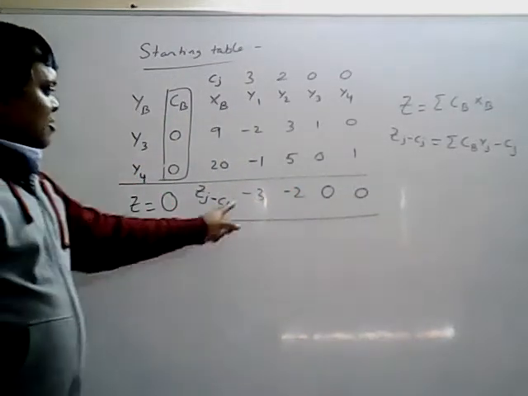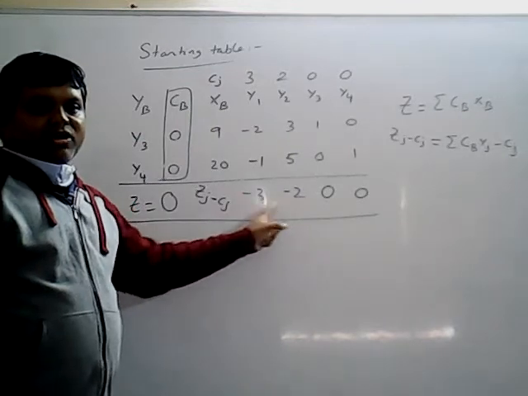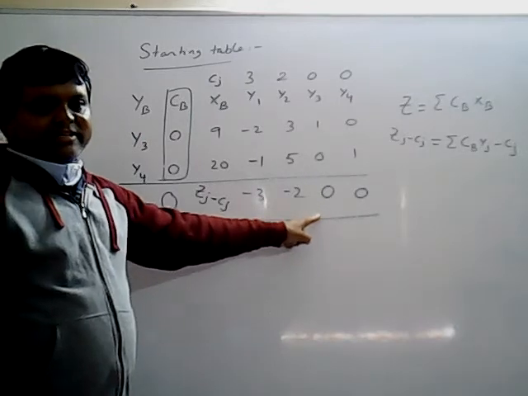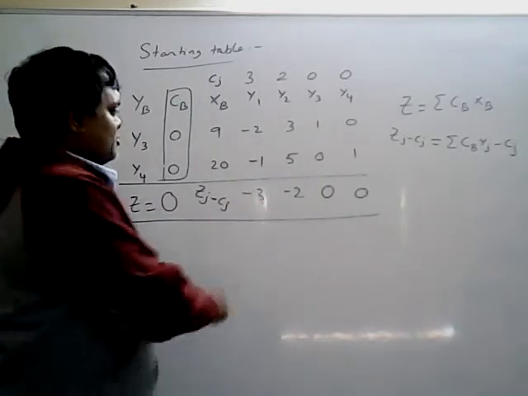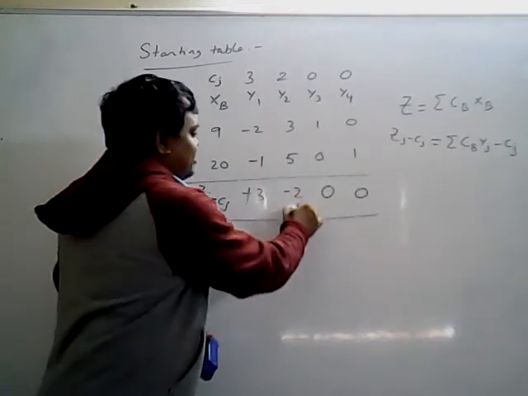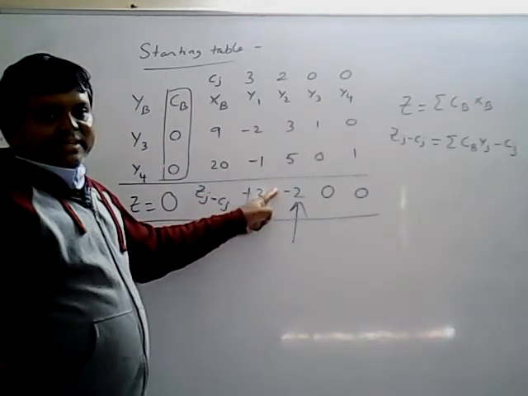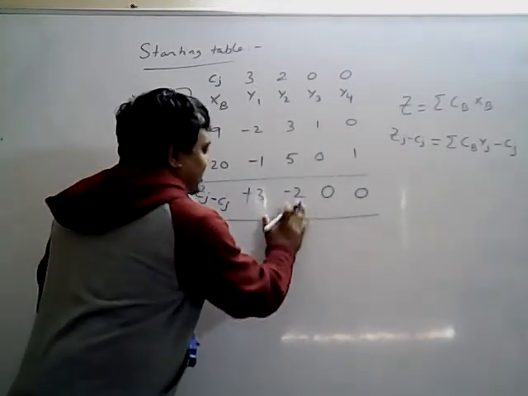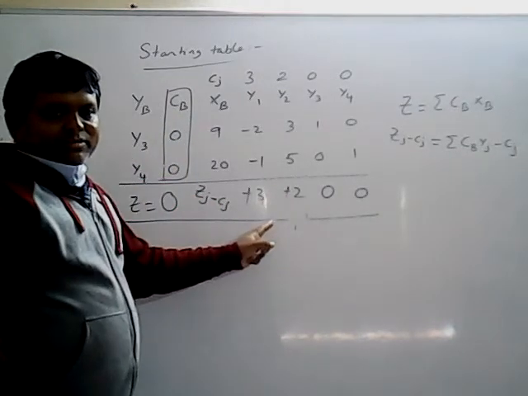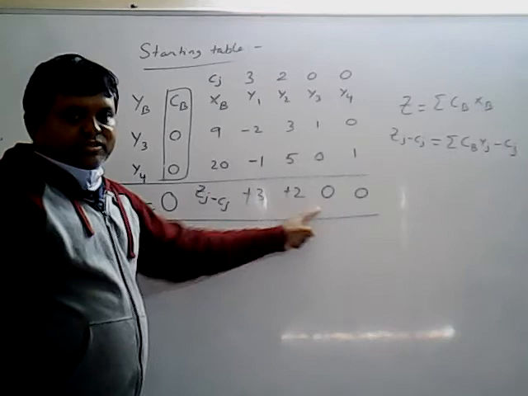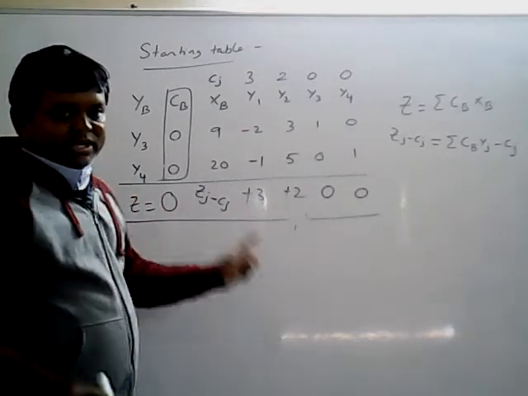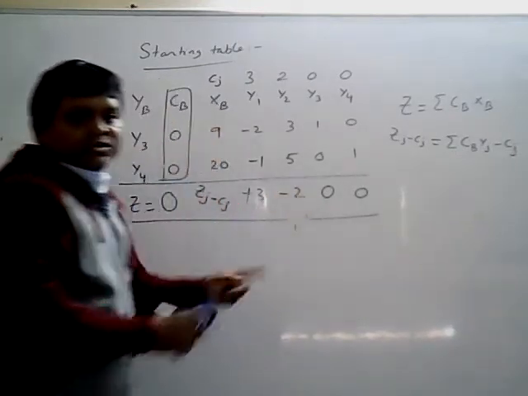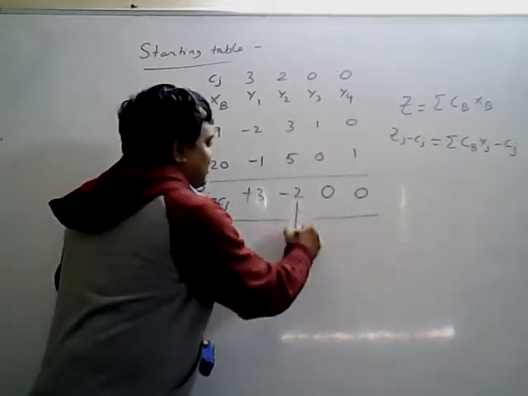If you get all positives, the solution is completed. If all Zj minus Cj are greater than or equal to 0, the solution is completed. Listen carefully. After completing the table, you have to check these conditions. If all are positive, 0 or more, the solution is completed, and whatever your Z value is, that is your answer. Suppose you get a single negative, then that directly enters.